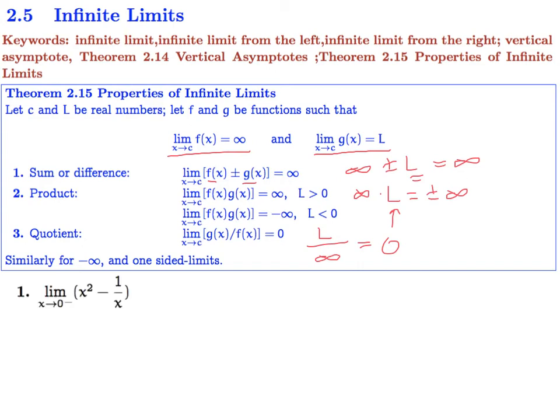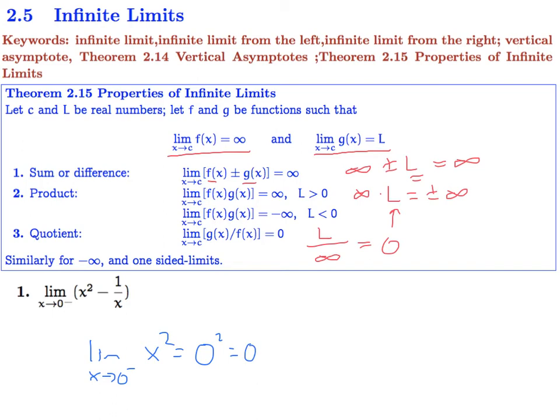So let's look at, suppose we want to compute the limit as x approaches 0 from the left side of x squared minus 1 over x. Well, what we can do is break this up and say, I know that the limit, as x approaches 0 from the left, of x squared is just going to be 0. This is a simple polynomial, so I can just directly substitute in 0 squared and get 0.